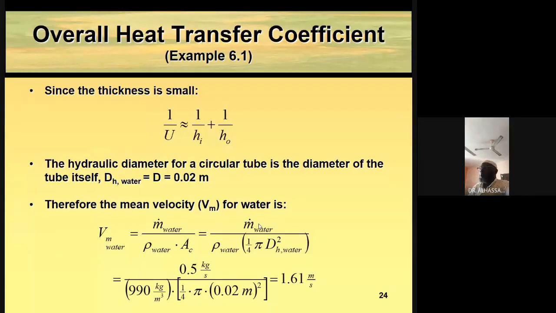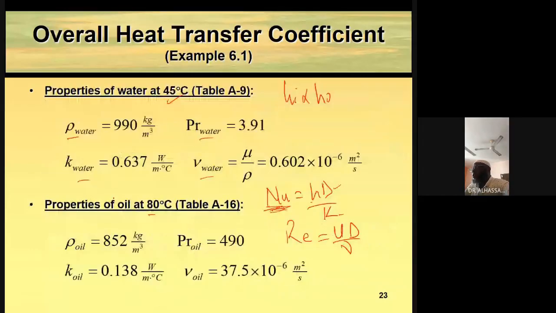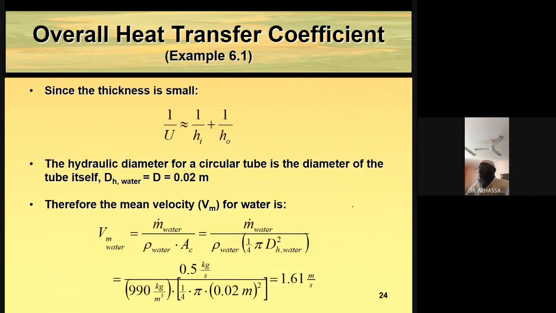One thing you should know is that we don't know the velocity of the fluids, so we need to estimate them. We only know the mass flow rate. You see, in the question, we only know the mass flow rate of the fluid. So how do we determine the velocity? Because we need to know the velocity to determine the value for Re. By definition, velocity equals mass flow rate divided by density times area.